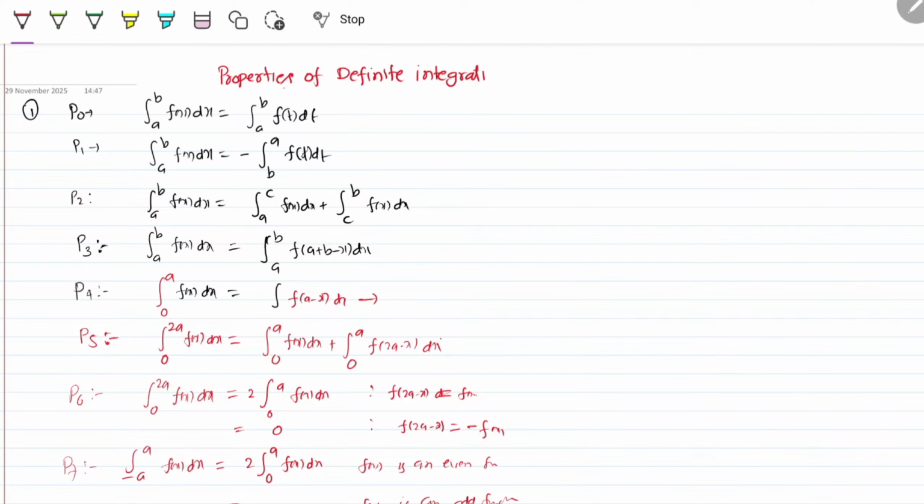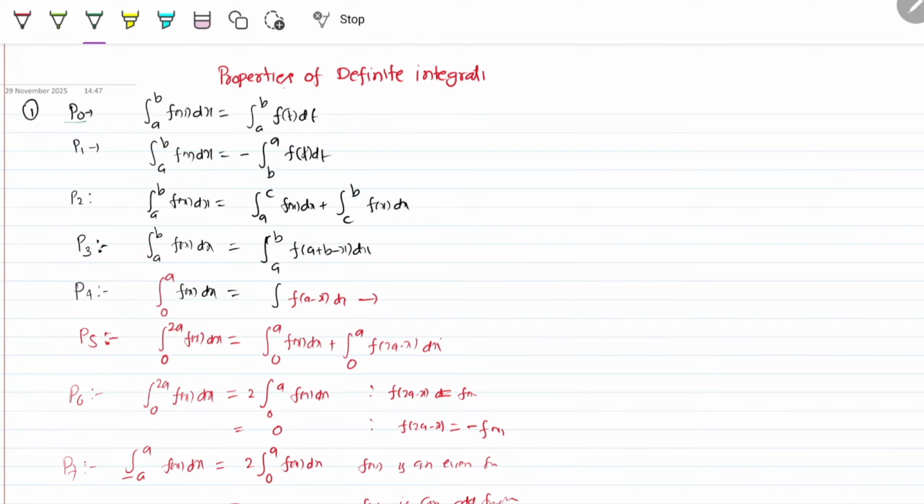Hello students. So today we will discuss all the properties of definite integration present in the NCERT class 12th book. Okay. So as I already have written the properties of definite integral, let's discuss them one by one.